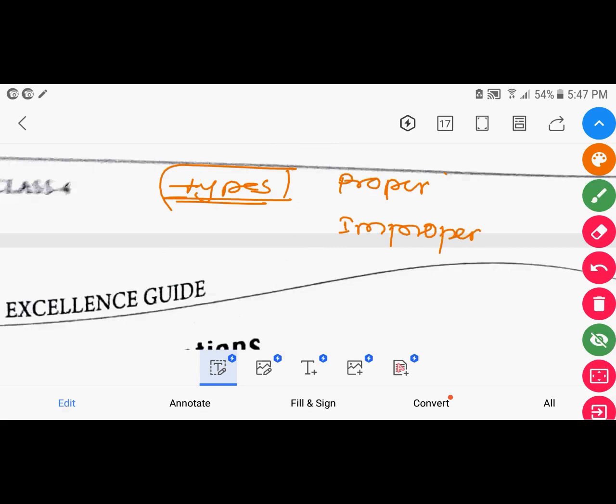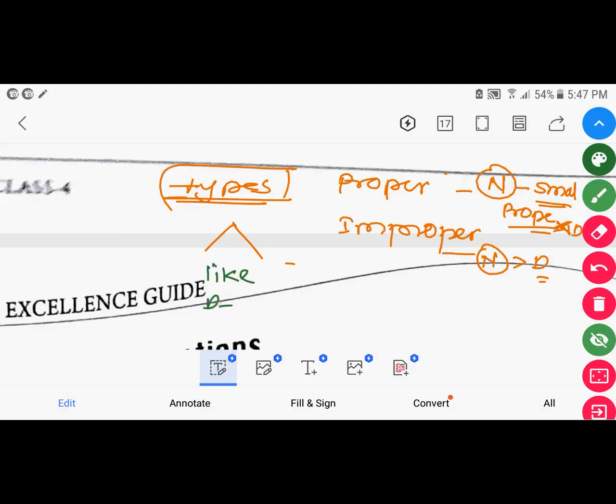So a fraction whose numerator is smaller, known as a proper fraction, but smaller than what? Smaller than the denominator, then it is known as a proper fraction. The fraction whose numerator is greater than the denominator is known as an improper fraction. Now the second criteria is like and unlike fractions. The fractions whose denominators are the same are known as like fractions. Unlike fractions have different denominators.